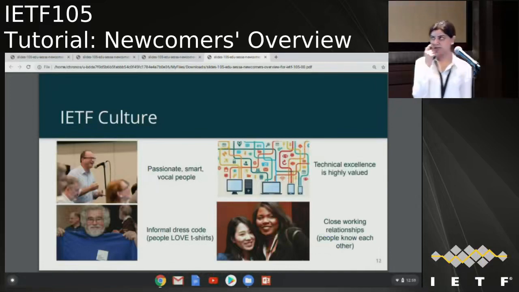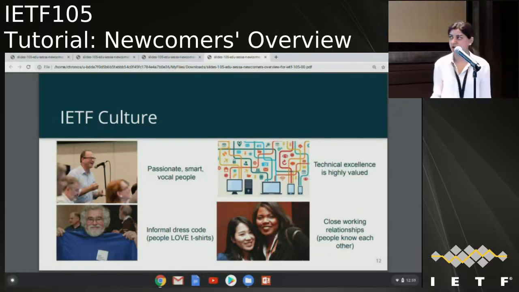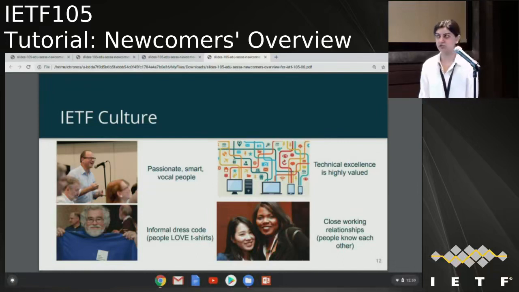Okay, let's talk a little bit about IETF culture. As I said, it's individual, voluntary-based participation. So the people who are here are very passionate, motivated and self-driven. They're smart people. They are very vocal about their opinions. So if you hear people in the hallway yelling at each other, don't get scared. It's just the way they are. They are trying to reach a good solution, trying to hear each other.